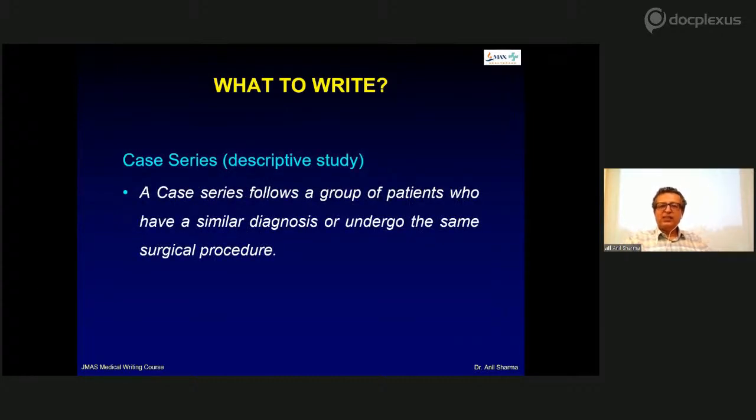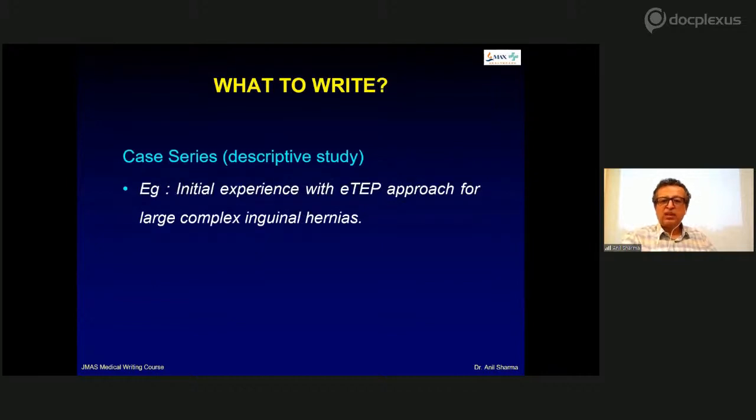So a case series then. Now a case series, of course, constitutes a non-randomized observational study. And a case series basically follows a group of patients who have a similar diagnosis or undergo the same surgical procedure. Very straightforward. For example, the initial experience with the ETP approach for large complex inguinal hernias.